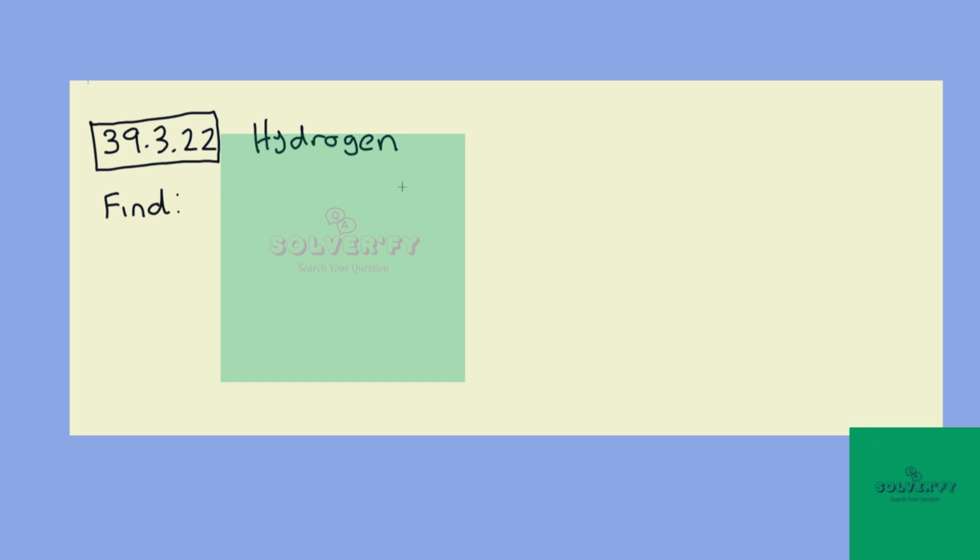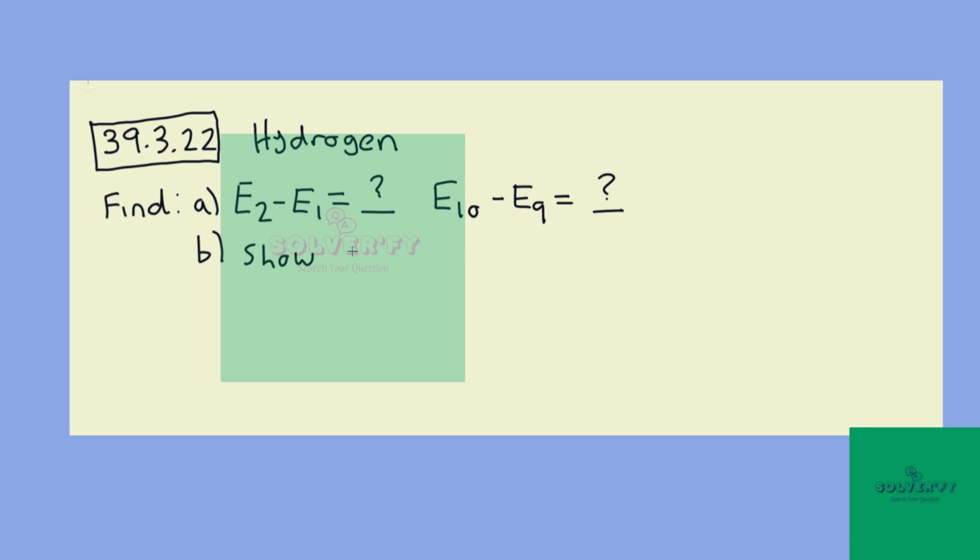Okay, in this problem, we're asked to look at transition levels in hydrogen. We're asked to find the change in energy between levels 2 and 1, and the difference between levels 10 and 9. We were asked to show that as n gets very, very large, the difference between energy levels approaches this known value of 27.2 eV divided by n cubed. So this dependence will reduce down to this expression in the limit of big n.